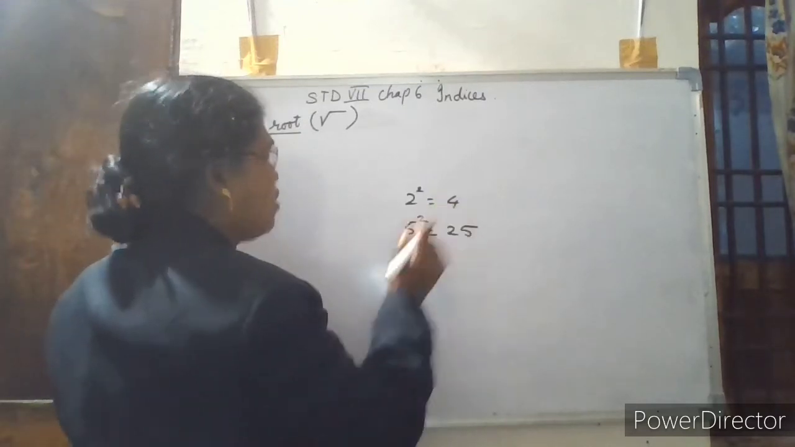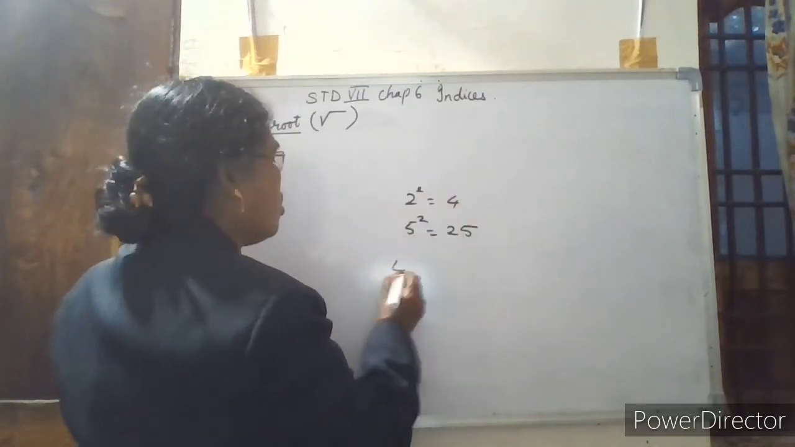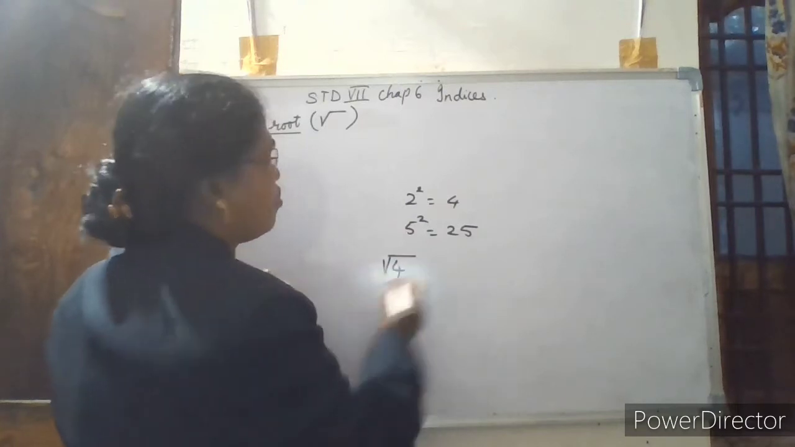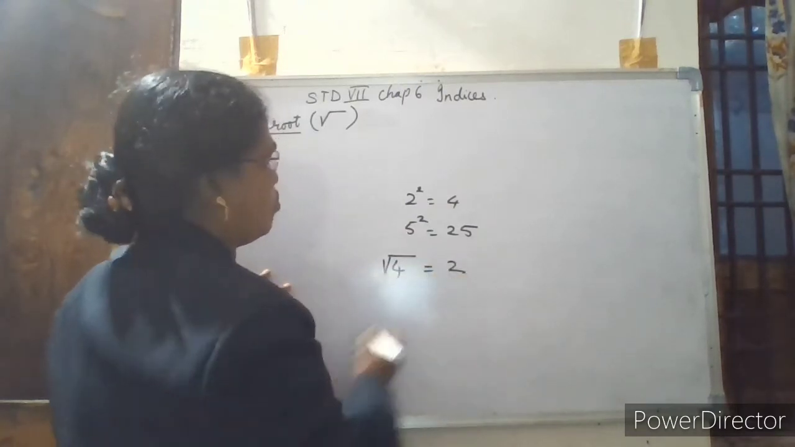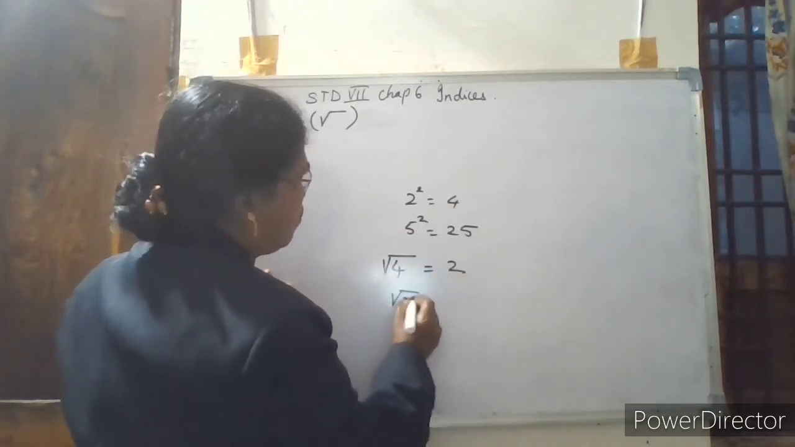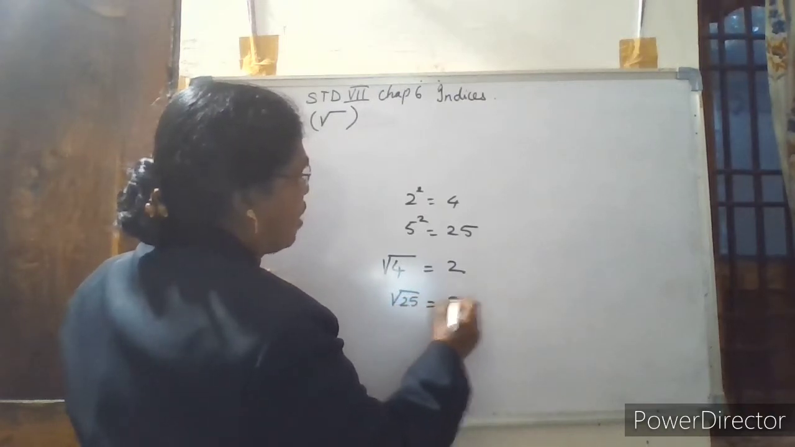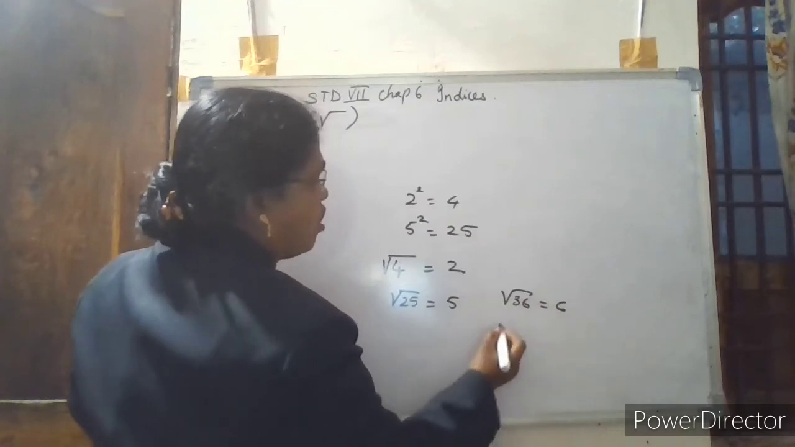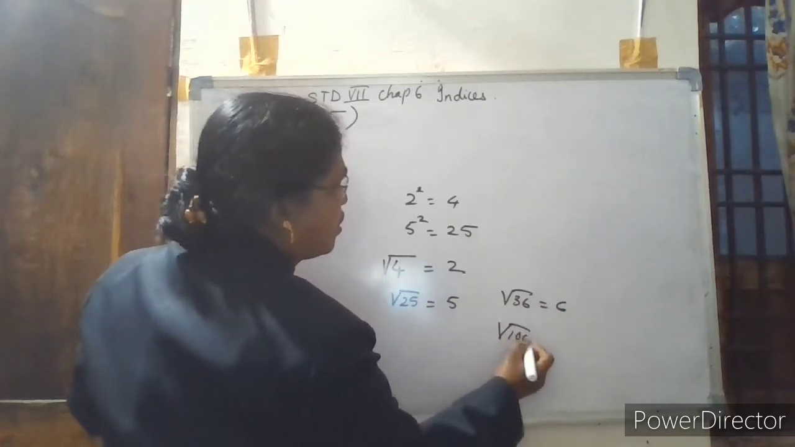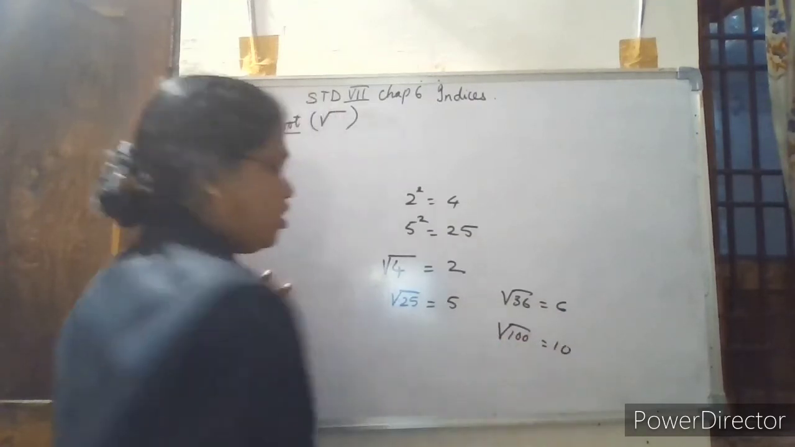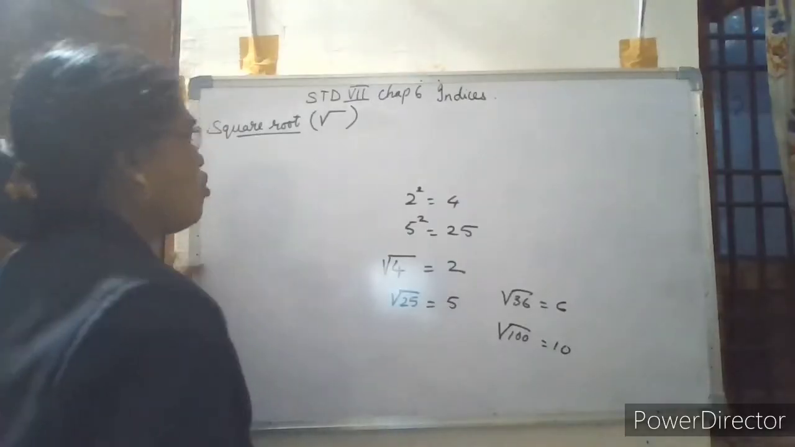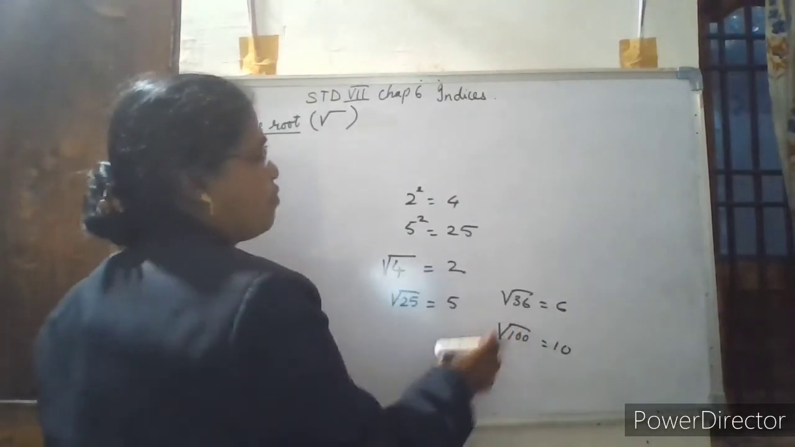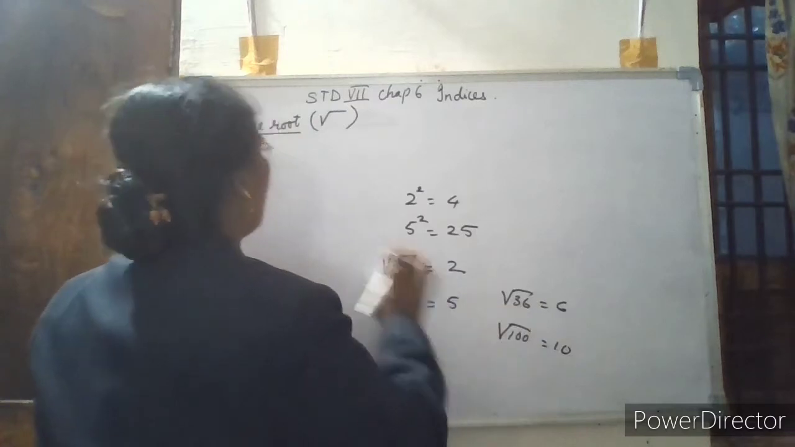For example, 4 is a square number, so the square root of 4 is equal to 2. Square root of 25 is 5. Square root of 36 is 6. Square root of 100 is equal to 10, in this way. So how to find it? These are small numbers, so we can find the square root very easily and directly.